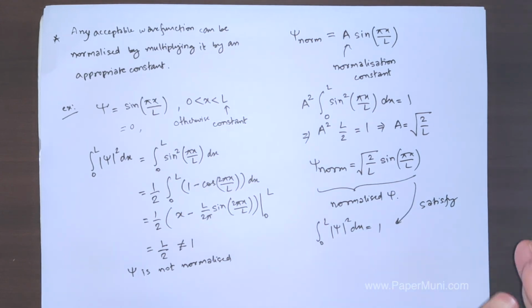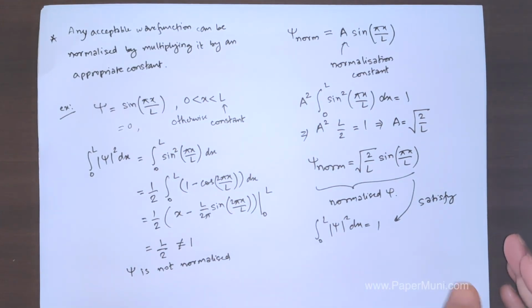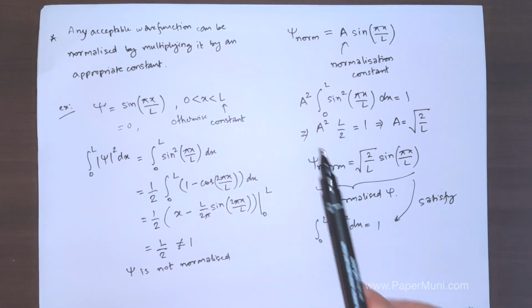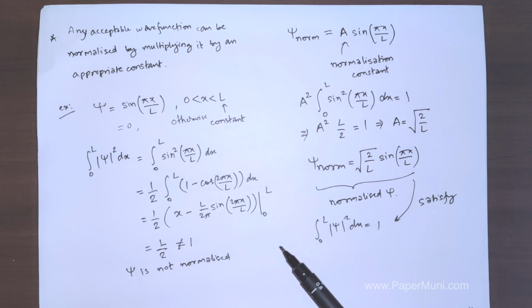So the first thing, whenever you are given a wave function, is to check whether it is normalized or not. Then you can proceed with the other calculations.